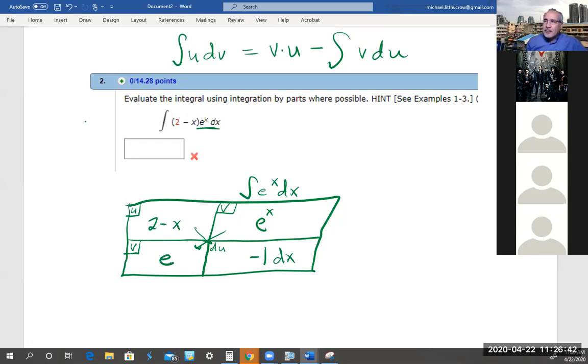So it's a well-adjusted person. It knows who it is in all circumstances. E to the x is always e to the x. You take the derivative of e to the x, it's still e to the x. So it's just a really cool feature.